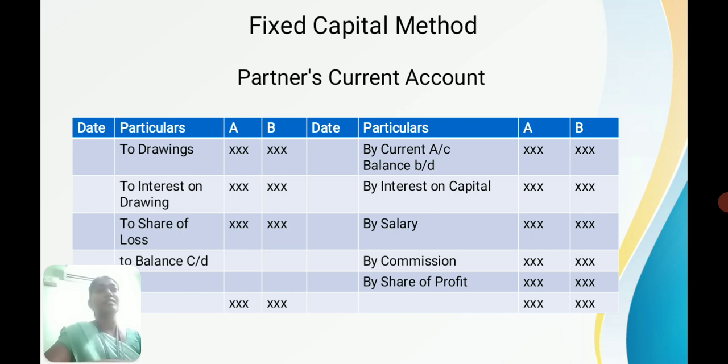Next, the drawings, interest on drawings and share of loss are entered on the debit side, because these are all the amounts which we have taken from the partner's account. So these amounts are debited in the partner's current account. These are all the entries entered in the partner's current account. These two accounts are opened in the case of the fixed capital method.